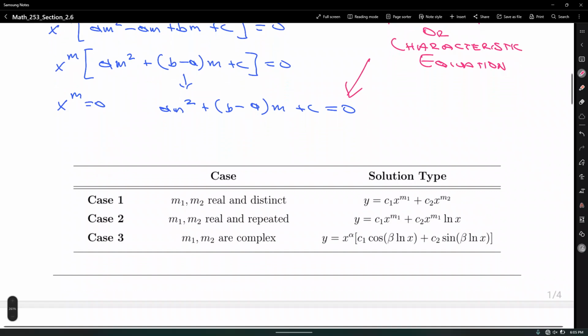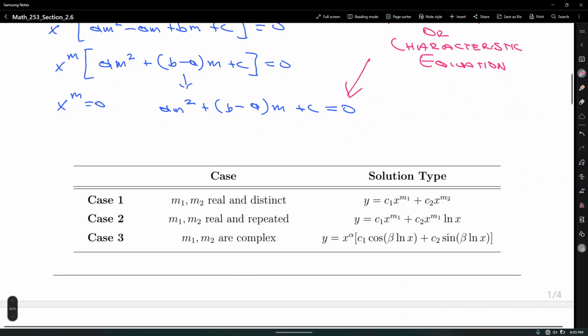Okay, so C1 x to the m1, C2 x to the m2, just like C1 e to the m1x plus C2 e to the m2x, very similar. However, in terms of x to the power m, when we have m1 and m2 real and repeated, C1 x to the m sub 1, but in this case, C2 x to the m1, which is repeated, gets multiplied with ln of x.